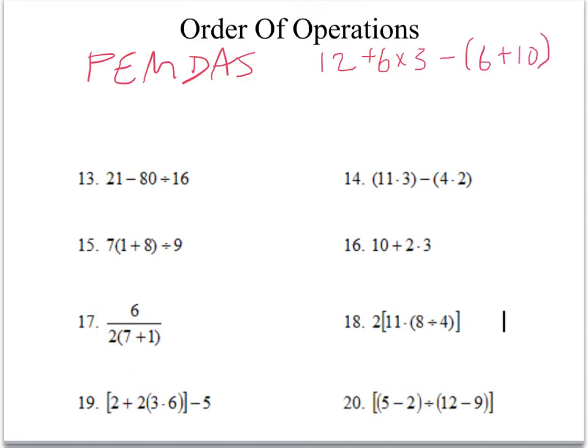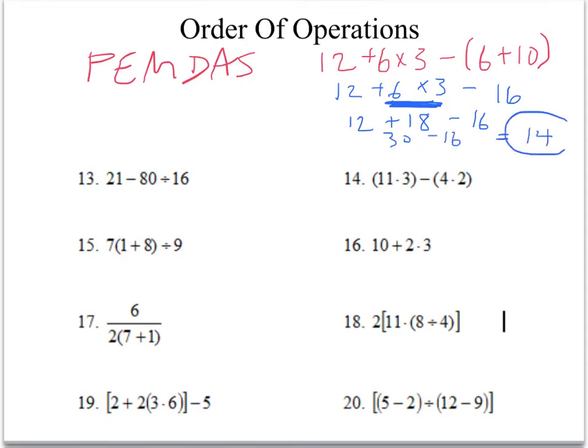And of course, following order of operations, we're going to want to do what's in parentheses first. So we're going to add 6 plus 10, and then we're going to have 12 plus 6 times 3 minus 16. And then order of operations tells us that we need to do multiplication before addition or subtraction. So we're going to have 12 plus 18 minus 16. And of course, addition and subtraction we need to do from left to right. So we're going to do 12 plus 18 first, 30 minus 16, and our final answer here is 14.